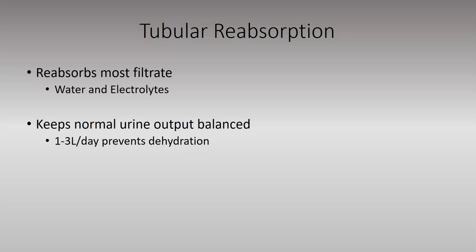Now, as far as tubular reabsorption, it reabsorbs most filtrates. Again, it's the water and the electrolytes. It keeps normal urine output balanced. A normal person who's drinking plenty of water every day should produce 1 to 3 liters. And again, this is based on how much the body needs at the time. You could drink a gallon of water in the morning, but if your body doesn't need it, you're going to urinate that out. But if you drink water slowly throughout the day, and let's say you go outside and it's 110 degrees, you start sweating, even though you've consumed that much fluid to stay hydrated, you've lost that fluid somewhere else. So the kidney knows to hold on to that stuff and make sure that you stay hydrated.